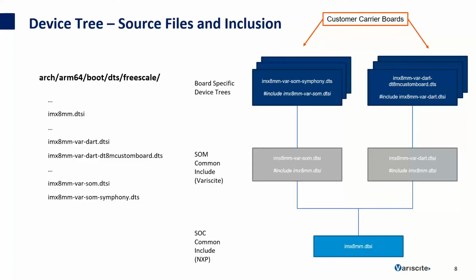So generally, when creating a custom carrier board that uses a Variscite SOM, it's best to create a carrier board level device tree file similar to the Symphony and custom board files, and then include the SOM level device tree file from Variscite.